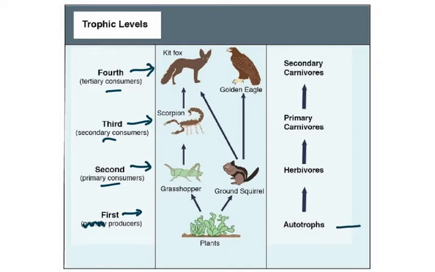Now this is called an autotroph. These are called herbivores, primary carnivores, and secondary carnivores. But just carnivore is also fine as well. So we have the plants, we have the grasshopper, the ground squirrel, then we have the scorpion, then we have the fox, and then we have the golden eagle.